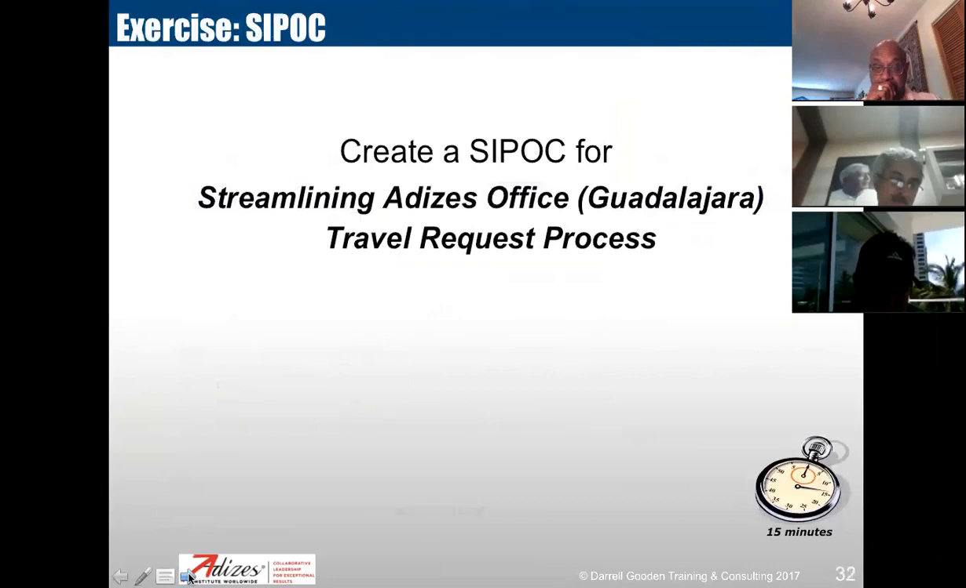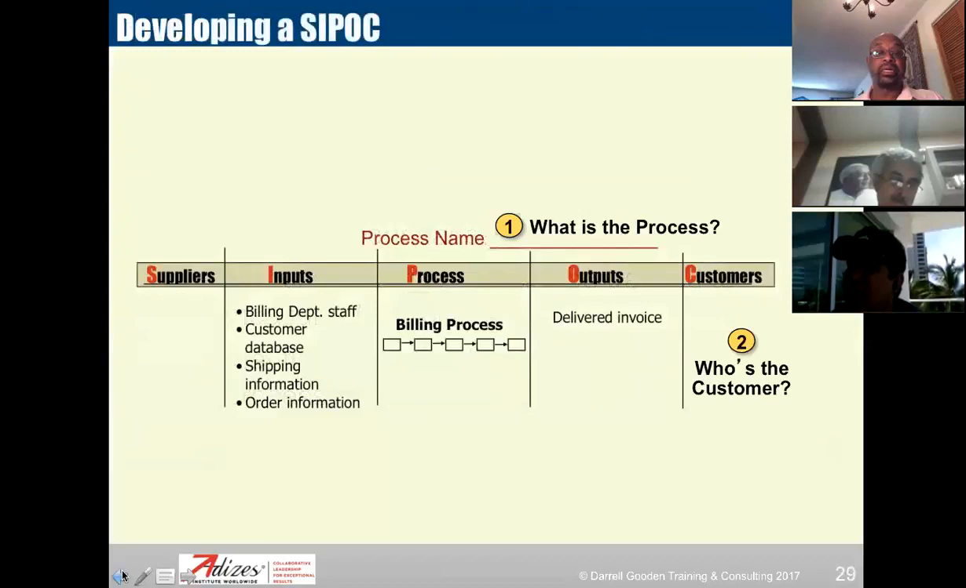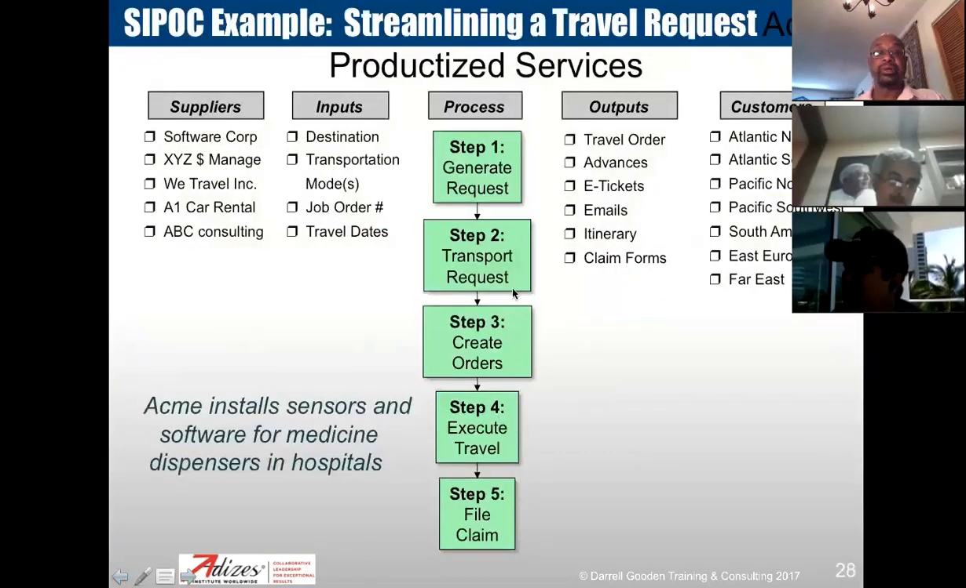Now, I was going to ask for the Guadalajara office to develop their travel request process, but you know, I don't know if that's a smart thing. But let me ask this question from the guys in Guadalajara. You guys travel. Does this look typical of what you travel? You request, the generator request. Somebody generates: I need to go here to do this with this client, and the travel request is generated.